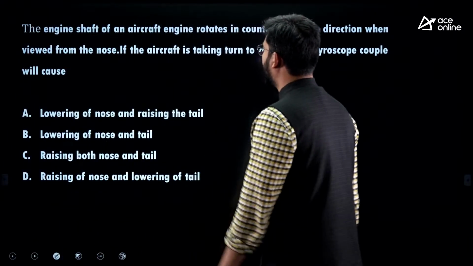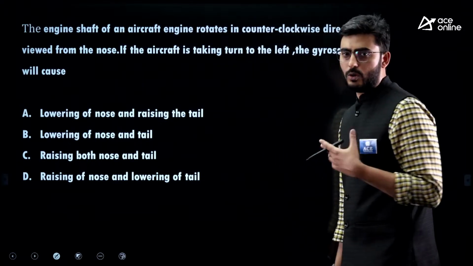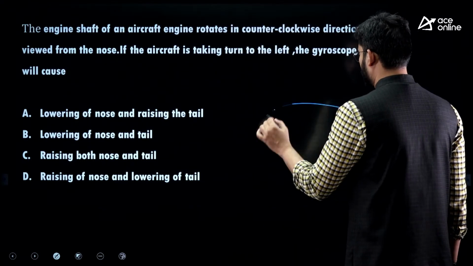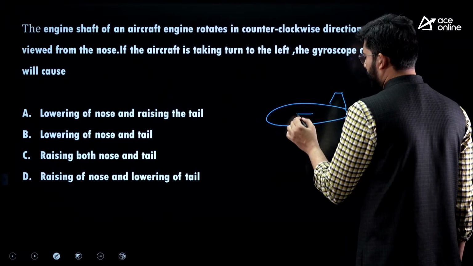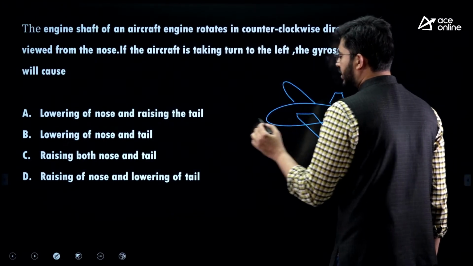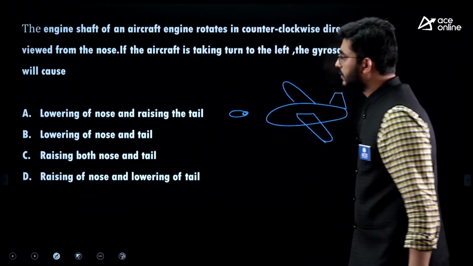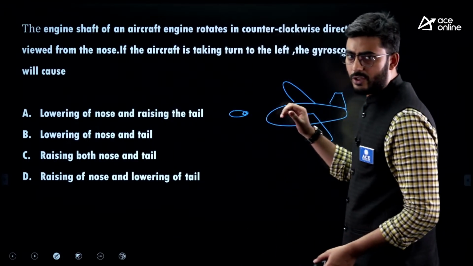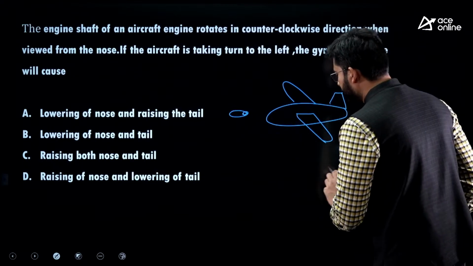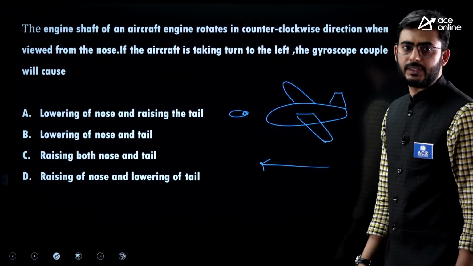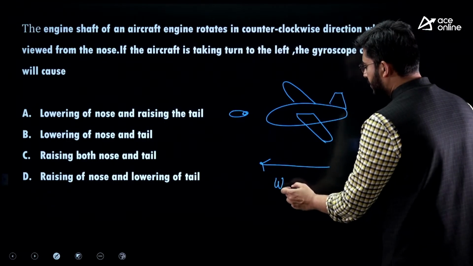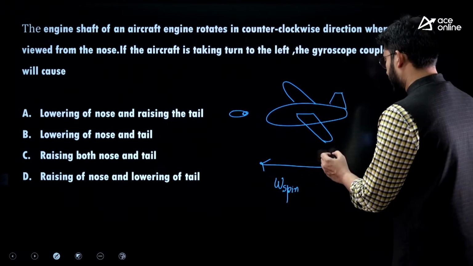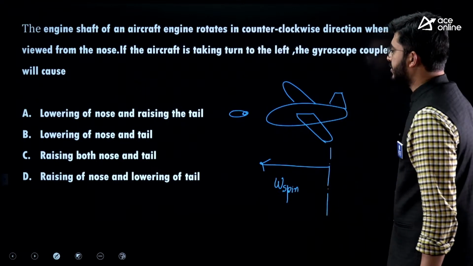The engine shaft of an aircraft engine rotates in counterclockwise direction when viewed from the nose. So aircraft is given. From the nose end, the observer is present, and it is rotating in the counterclockwise. So if I am curling the fingers of my right hand in the counterclockwise, the thumb is pointing towards the observer. This becomes omega spin. This vector will be defining the spin velocity.